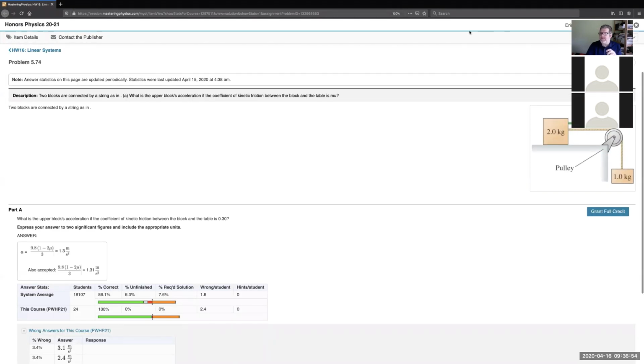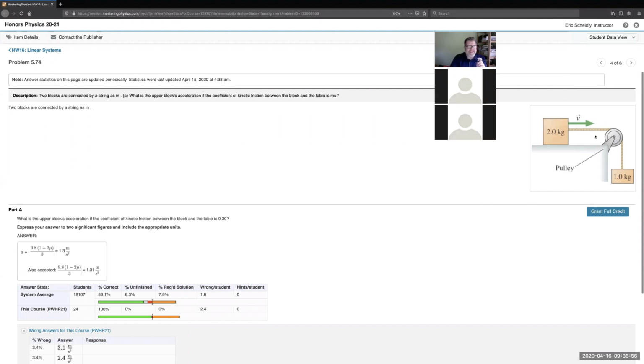It's strange that the picture's all the way over on this side, but there are these 2 masses connected by a spring. Here's 2 kilograms, it sits on the surface, and here's 1 kilogram, and it is hanging from this string. What we're trying to do is find the upper block's acceleration, if the coefficient of friction between the blocks in this case is 0.3. It may randomize. No, it seems to be the same for everyone, but sometimes these things are randomized.